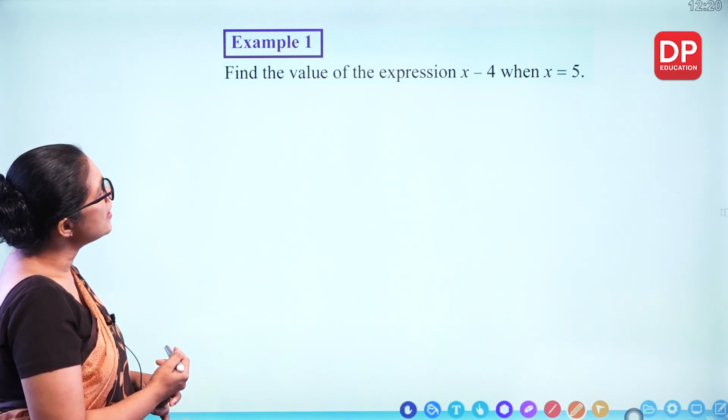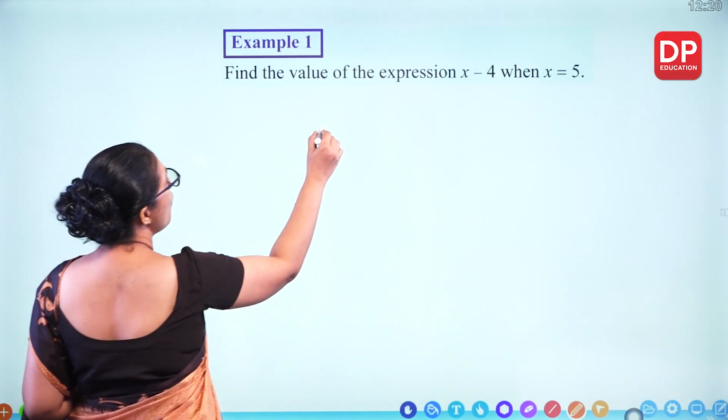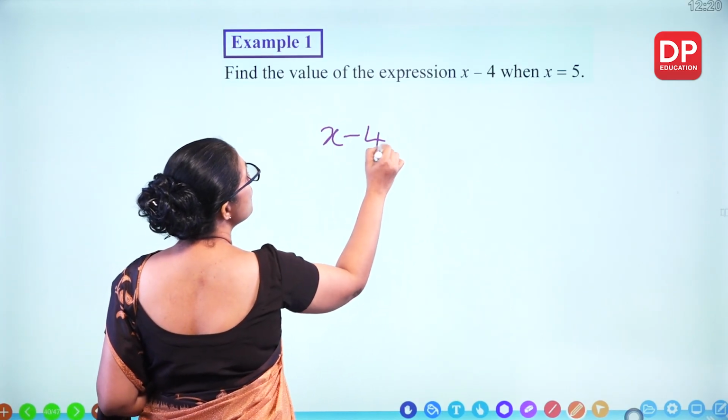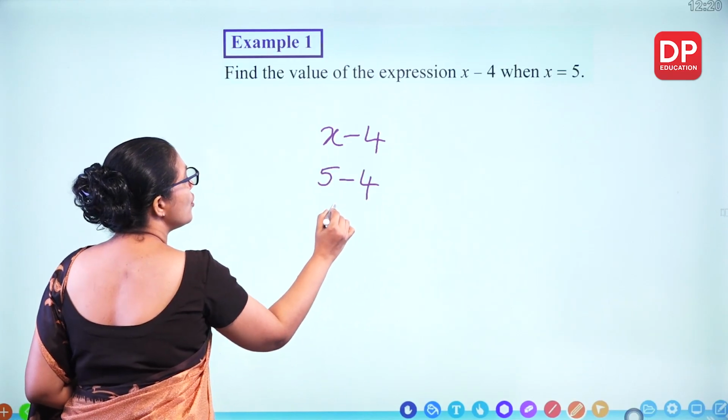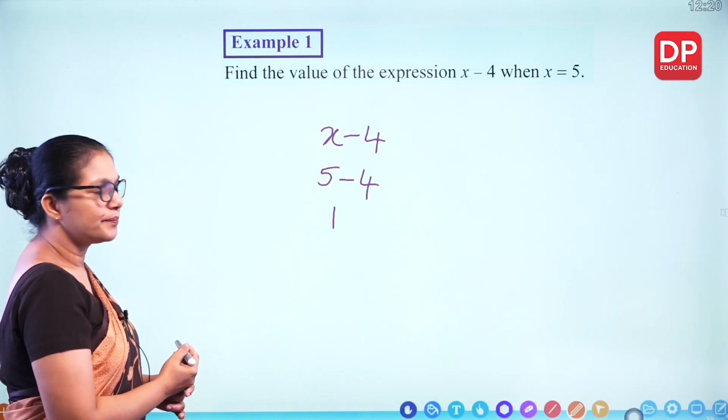Example number 1. Find the value of the expression X minus 4 when X equals 5. So, just substitute here. 5 minus 4. You get 1.